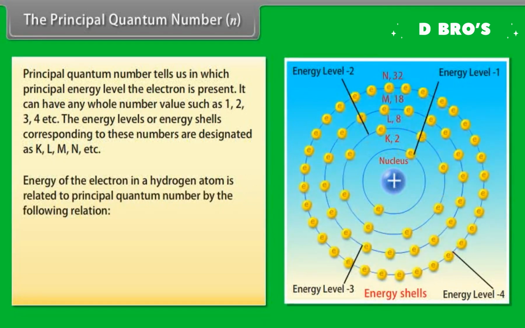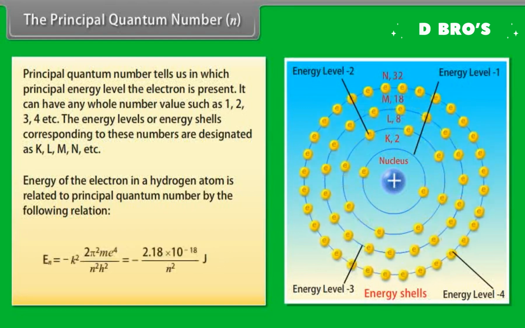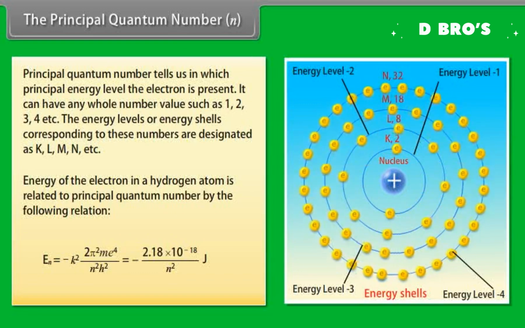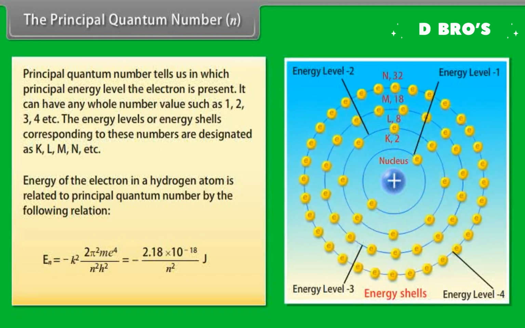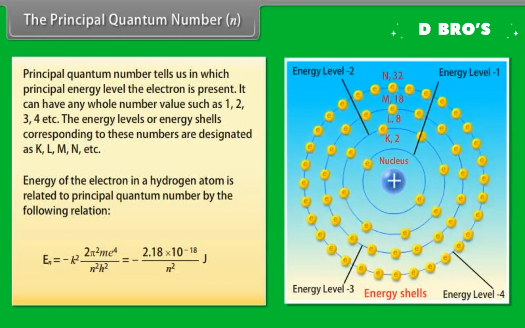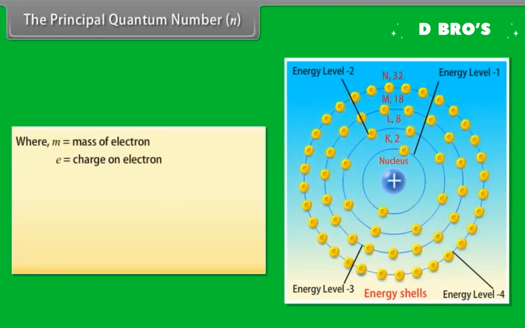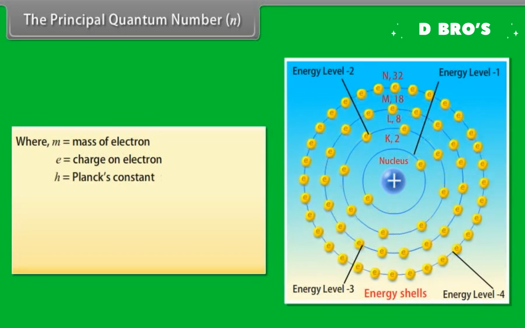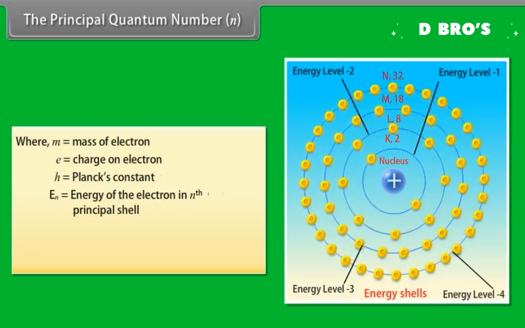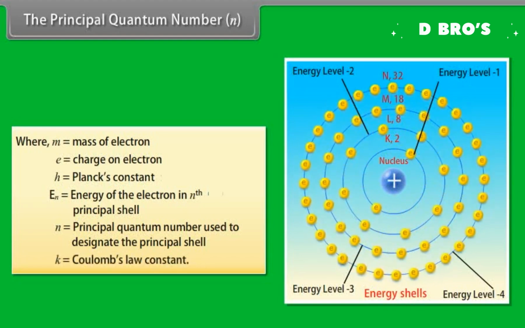The energy of the electron in a hydrogen atom is related to the principal quantum number by the following relation. En = -(k² · 2π² · m · e⁴)/(n² h²) = -2.18 × 10⁻¹⁸/n² joule, where m is the mass of the electron, e is the charge on the electron, h is Planck's constant, En is the energy of the electron in the nth principal shell, n is the principal quantum number used to designate the principal shell, and k is Coulomb's law constant.